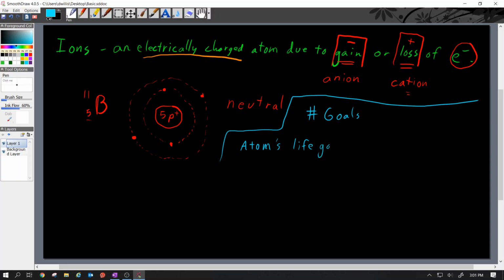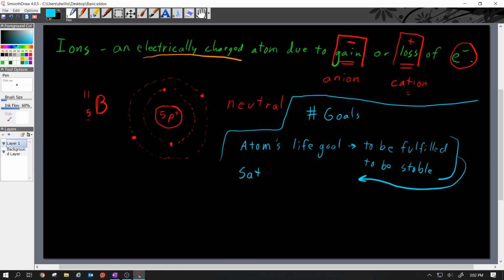So an atom's life goal is exactly as you guys have said, to be fulfilled. Fulfilled, is it 2 L's? I don't know. I think it's only one. To be fulfilled. To be stable. All right? Both of those are, you could say, to be happy. And both of those are excellent life goals for our atom. And the way that that's going to happen is by fulfilling or satisfying the octet rule.